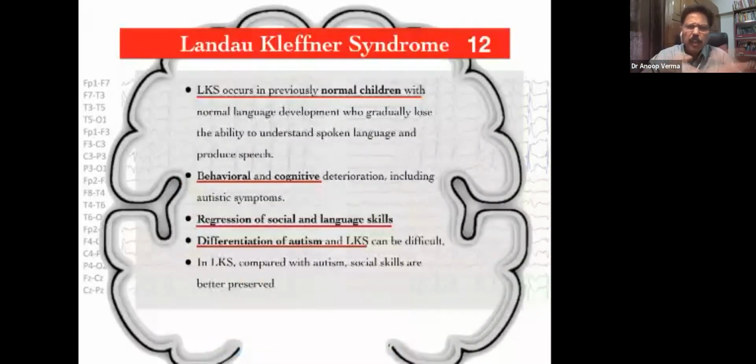A patient who is initially normal, but later on is not able to speak, there is aphasia, there is a regression of social and language skills, and you have to differentiate from autism. It is very, very important. In LKS, social skills are better preserved than in autism.